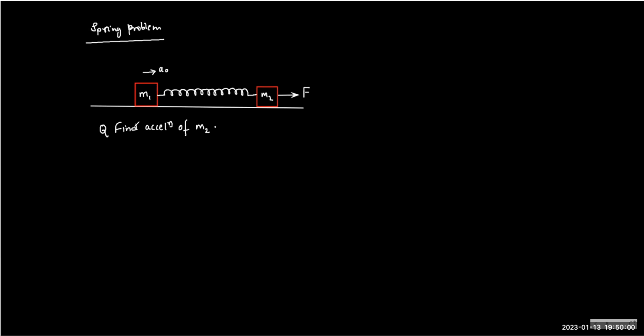What happened to you guys? F equals kx equals m1 a naught. I'm saying, what is the definition of net force? F net equals mass into acceleration. So M1 is the mass, and its acceleration is a naught. So can you tell me what is the net force acting on M1? Force on M1 is how much? M1 a naught. Do you realize this? Yes or no?